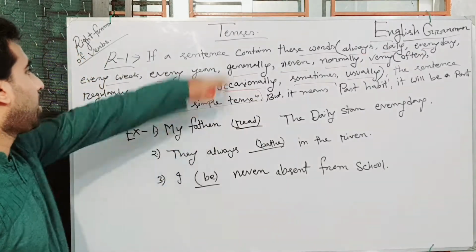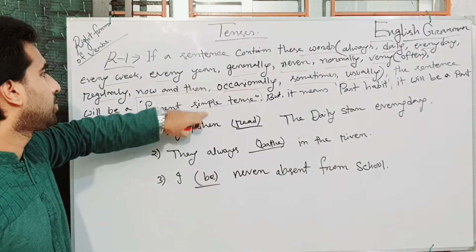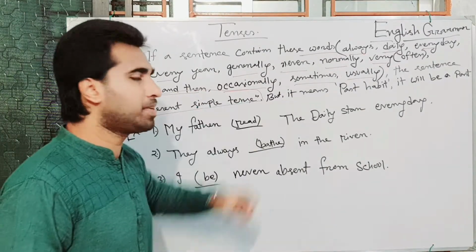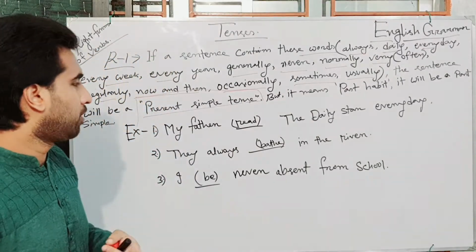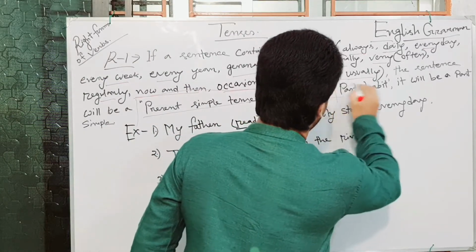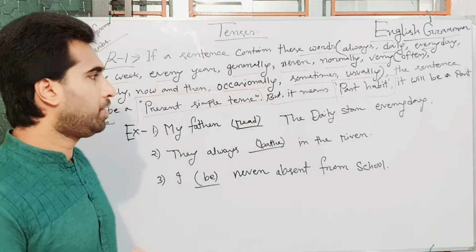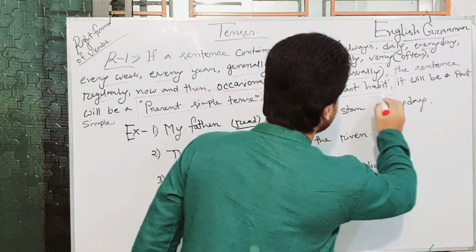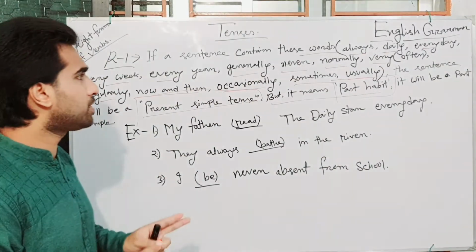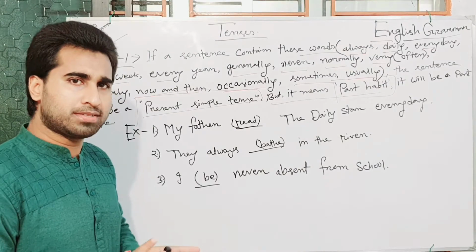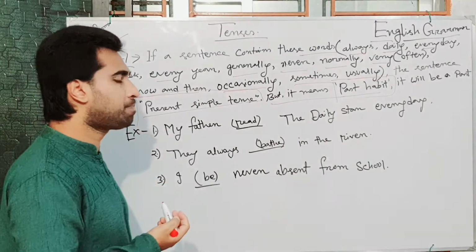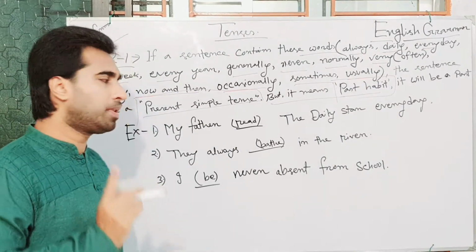That means if we find these words in a sentence, we have to take it as a present simple tense. But be careful about this. If these words mean a past habit, it will be a past simple tense. If it is used in a general or present sense, then you have to use the present simple tense. But if it means a past habit, you have to use the past indefinite or past simple tense.